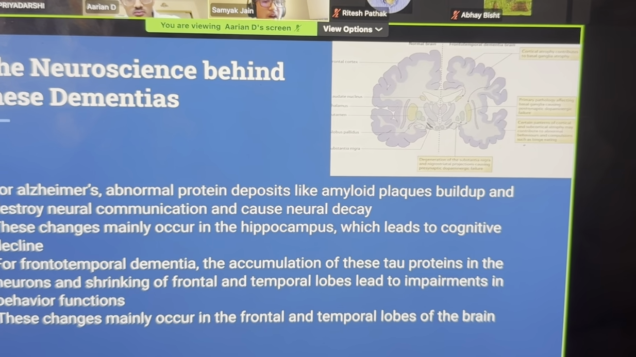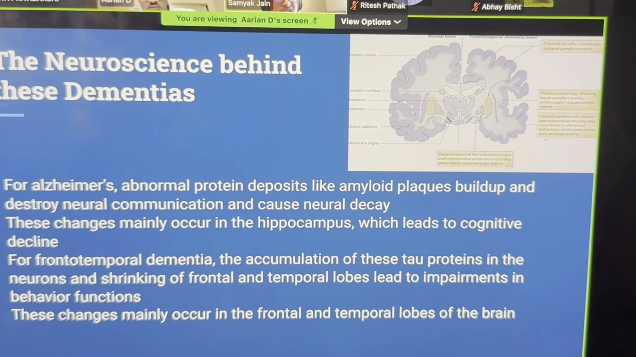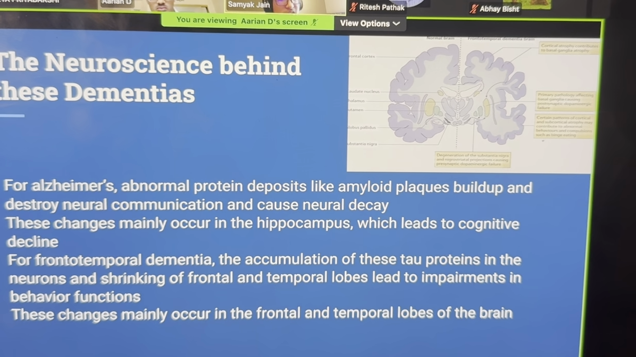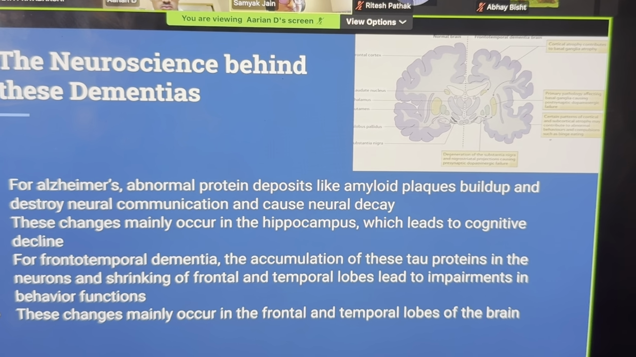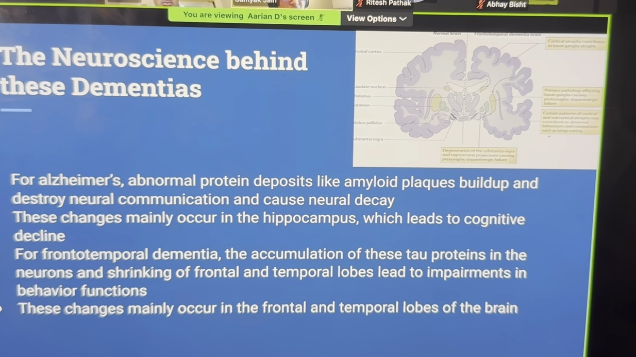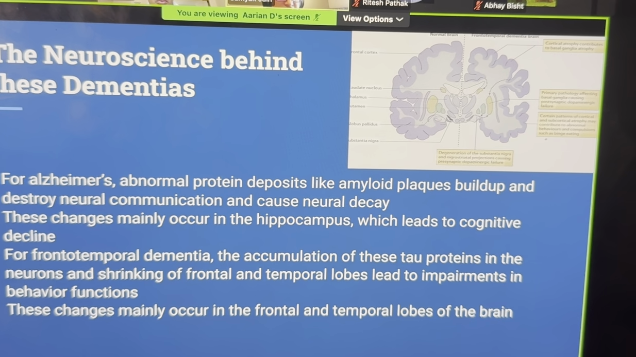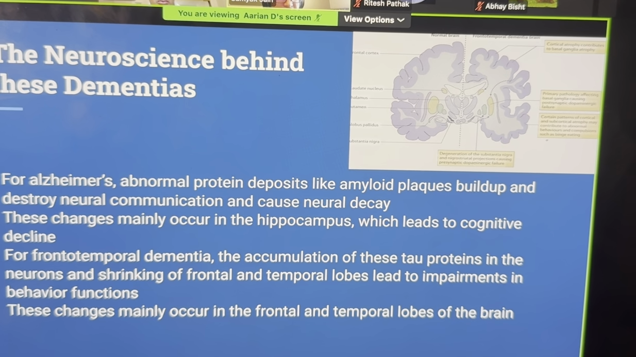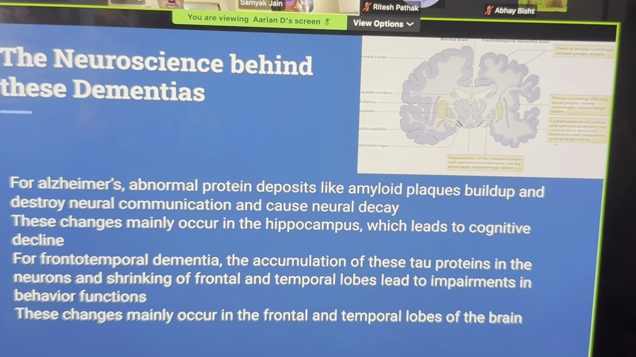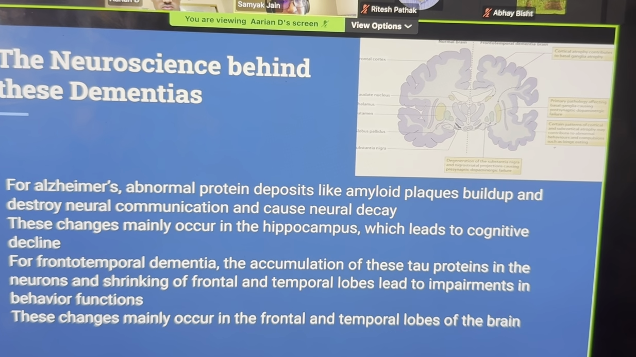Now, the neuroscience behind these dementias. For Alzheimer's, abnormal protein deposits like amyloid plaques build up and destroy neural communication in the brain. These changes mainly occur in the hippocampus, which can lead to cognitive decline. For frontotemporal dementia, the accumulation of tau proteins in the neurons and the shrinking of the frontal and temporal regions of the brain can lead to impairments in behavior functions. And this dementia occurs mainly in the frontal and temporal lobes.